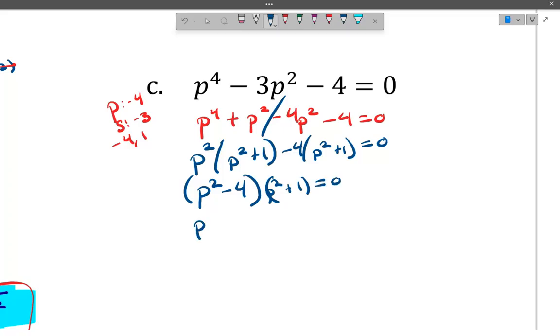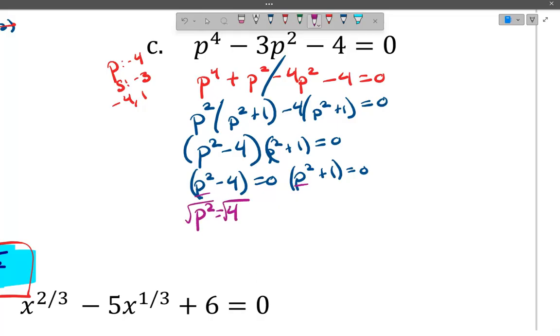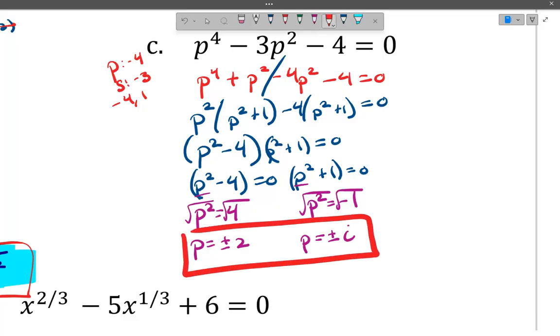Using our zero factor property, we can set both of these factors equal to 0. And because we have in each of these equations only one squared term, that means we can use our square root property. So p squared equals 4. And when we square root both sides, p equals plus and minus 2. P squared equals negative 1. And when we square root both sides, p equals plus and minus the square root of negative 1, which is i. So our four solutions are positive and negative 2 and positive and negative i.